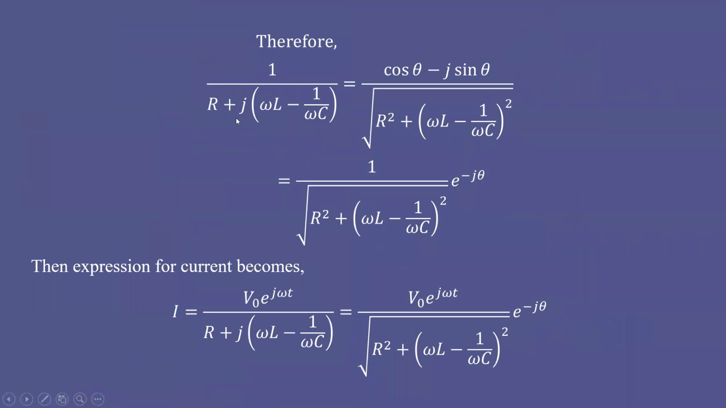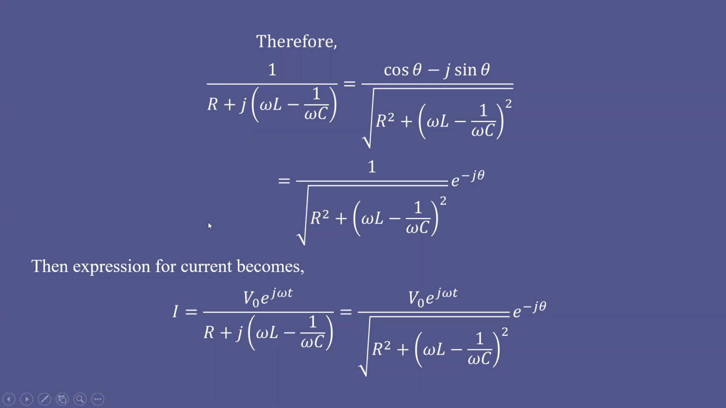Therefore, this term, that is 1 by r plus j into omega L minus 1 by omega c, can be rewritten as cos theta minus j sin theta divided by the square root of r square plus omega L minus 1 by omega c the whole square. This is the expression for this term in the current expression. This cos theta minus j sin theta can be written as e to the power minus j theta, because we know that e to the power j theta is cos theta plus j sin theta. So cos theta minus j sin theta can be represented as e to the power minus j theta, divided by the square root of r square plus omega L minus 1 by omega c the whole square.